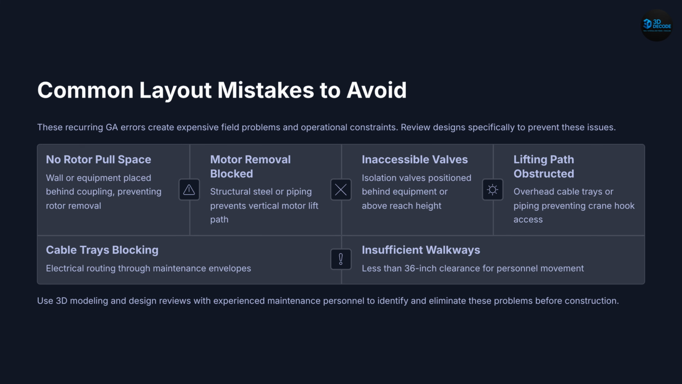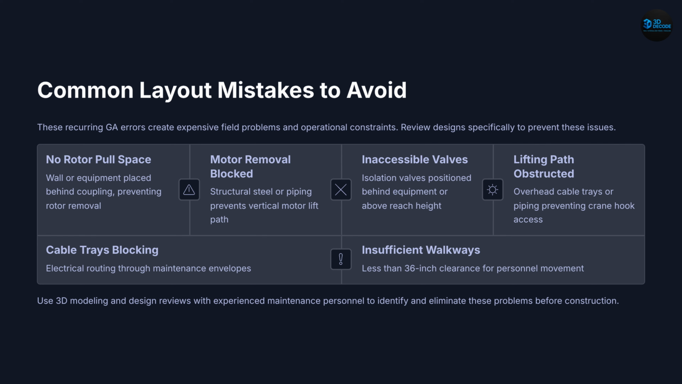Next, common layout mistakes to avoid. Now let's expose the layout mistakes that repeatedly create massive problems in real projects. And trust me, almost every experienced engineer has seen these failures before. No rotor pull space, blocked motor removal, inaccessible valves, cable trays through maintenance envelopes, insufficient walkways. These problems sound small until shutdown day arrives, and suddenly maintenance teams realize the equipment cannot physically be removed. At that moment, millions can be lost.